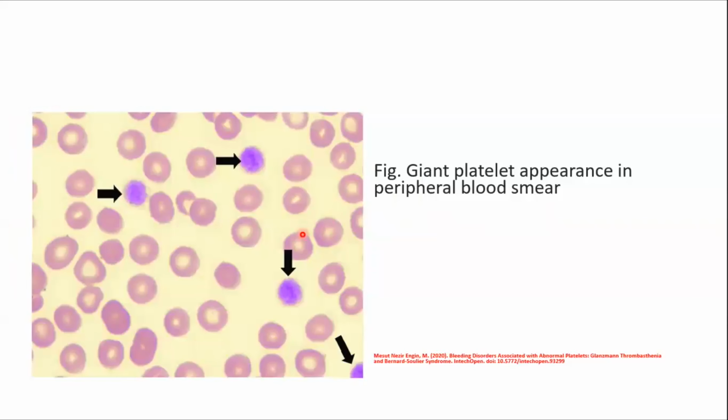And in this blood smear, you can see the giant platelets. You can see that the platelets are almost the size of red blood cells, and these platelets are usually counted by the automated counter as WBCs rather than platelets. So this leads to falsely low platelet counts.